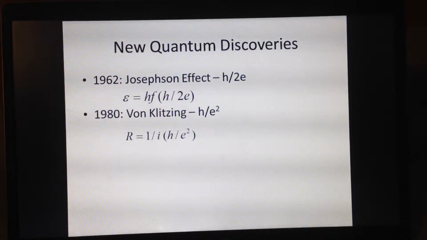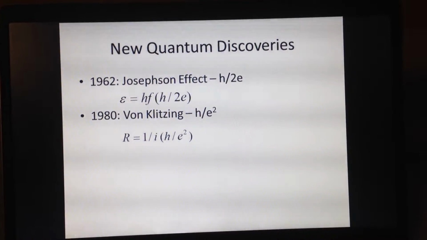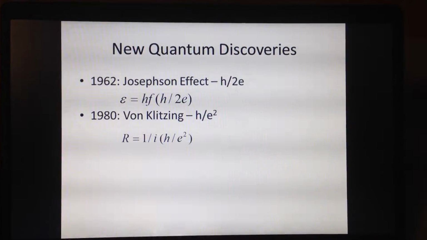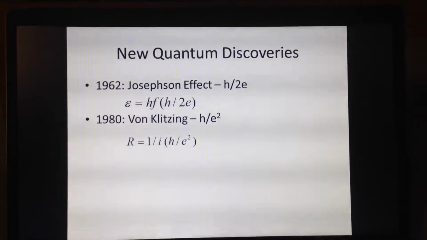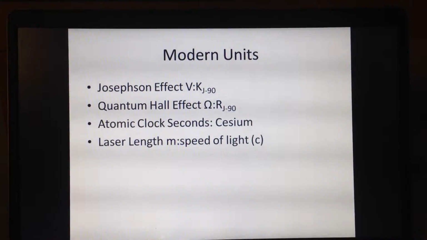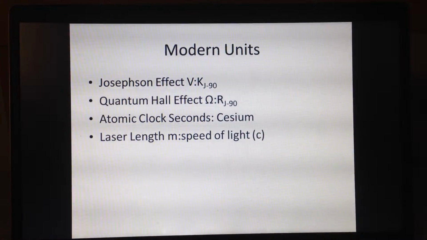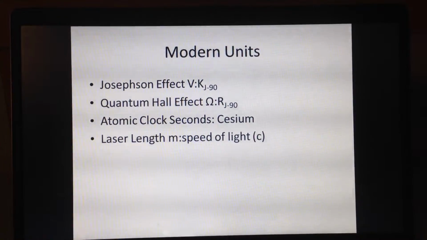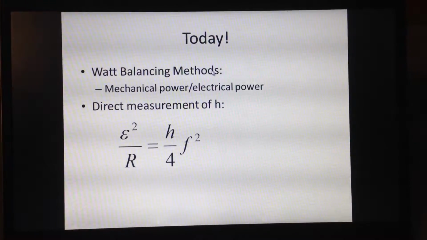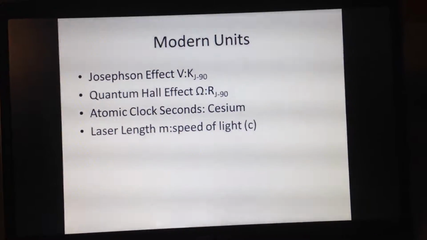Then, in the late 1900s, Brian Josephson and Klaus von Klitzing made new quantum discoveries. These discoveries gave us the Josephson effect and the von Klitzing constant. These values are used in some of the more recent units used in modern times. These units were standardized in the 1990s. So you can see there's the Josephson effect, that we discussed, and then R is the von Klitzing constant.